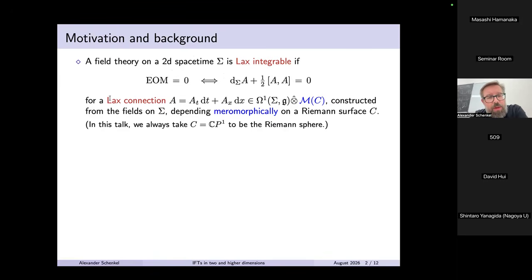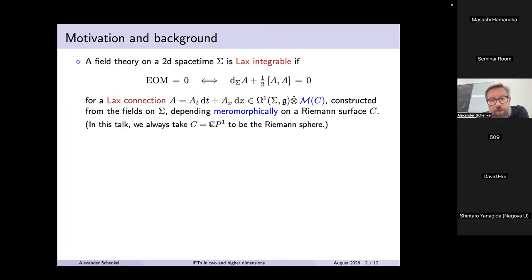This connection is called the Lax connection, and it's a bit of a strange thing. It is a connection living on space-time, so it has a time and a space component, but it also depends meromorphically on some Riemann surface. In order to make sense of this relation, equation of motion true if and only if the connection is flat, you of course need to express this connection in terms of the fields of the theory.